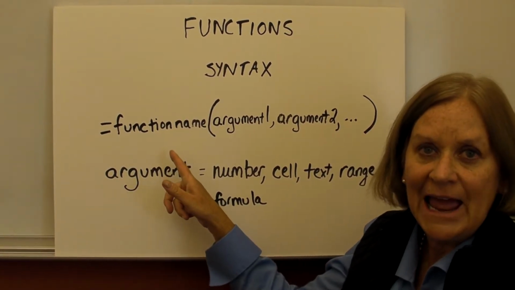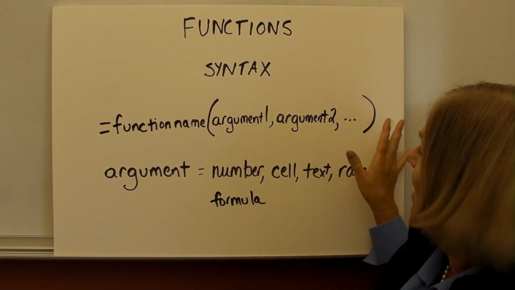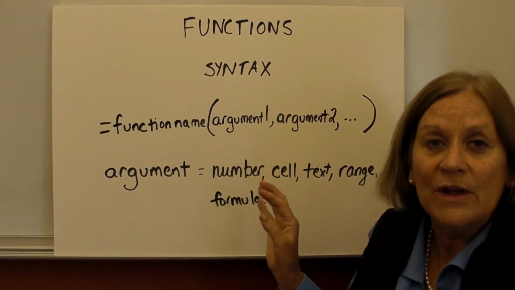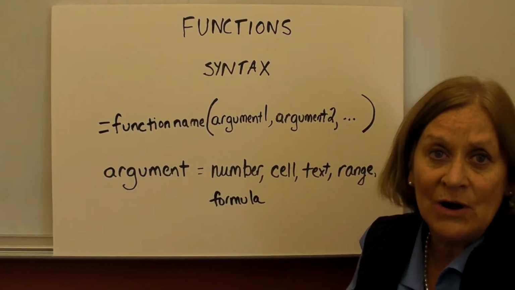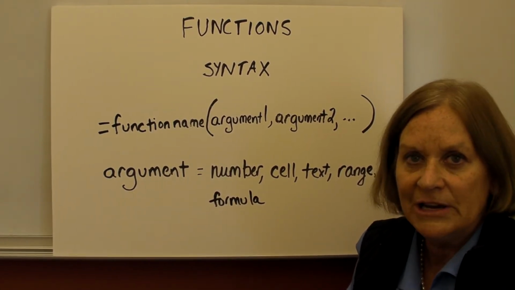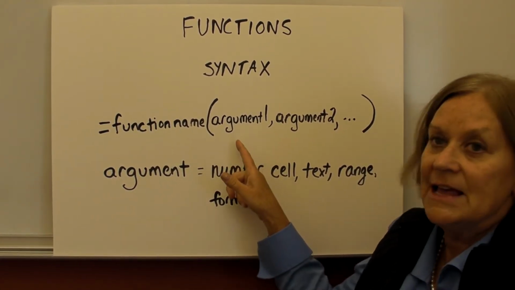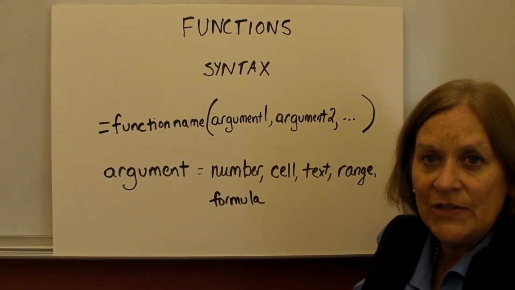After the function name, a function must have parentheses. And within the parentheses, we have what are called arguments. Now, some functions have no arguments. The equal NOW function. It's a volatile function. You don't need an argument within it. Some functions, though, do have arguments, and some require more than one.